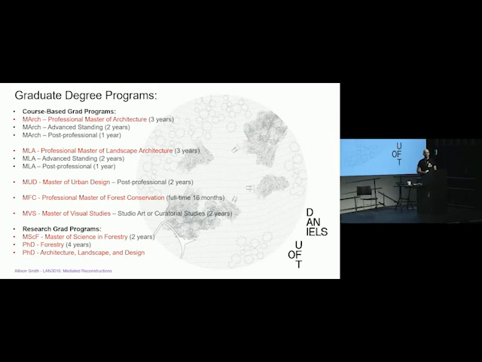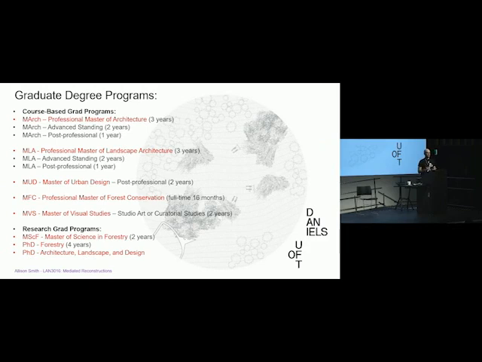Same with the MLA. The professional MLA is a professionally accredited program, and it does have the advanced standing option as well. MArch and MLA have post-professional programs that will be covered later in the week in digital sessions, and those do require a professional program or a professional degree to apply, which we'll cover in a minute. The MUD is also a post-professional program, and the MVS has 2 cohorts within it, the Studio Art and Curatorial Studies. MFC will not be present at this info session.